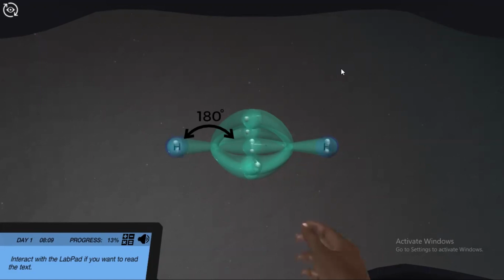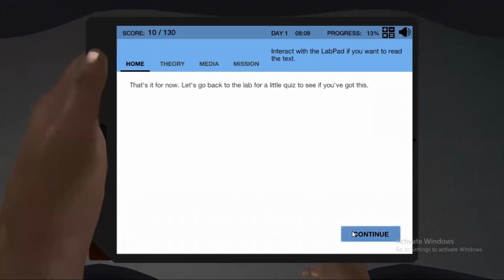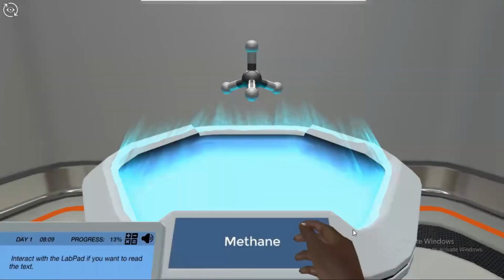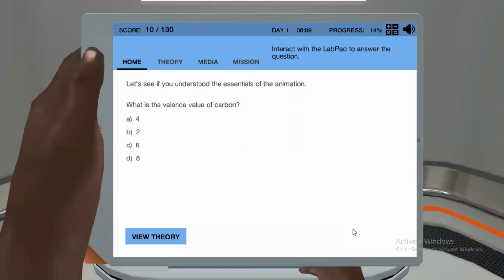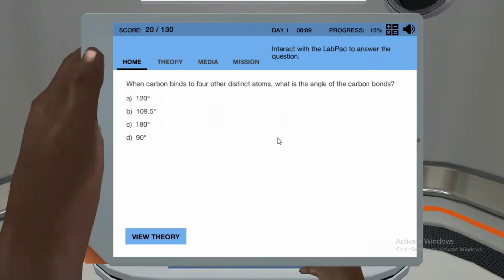That's it for now. Let's go back to the lab for a little quiz to see if you've got this. Let's see if you understood the essentials of the animation. What is the valence value of carbon? Yes, the outer shell of the carbon atom has 4 electrons, so this is its valence value. When carbon binds to 4 other distinct atoms, what is the angle of the carbon bonds?